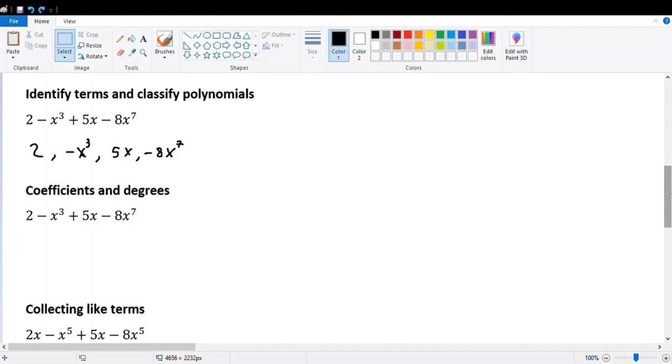But if we are talking now about the whole polynomial, then the degree of a polynomial is the largest of the degrees of the terms. In this case, what is the largest exponent? The largest exponent in this case is 7. Then the degree of the whole polynomial is 7. Okay?